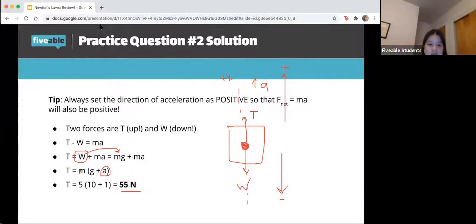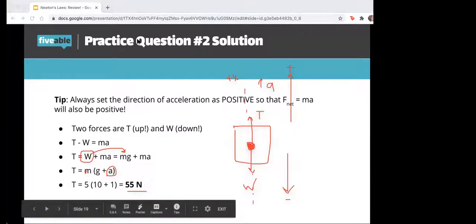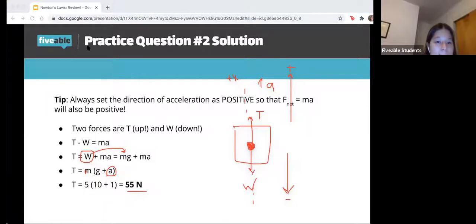Wait, I'm still a little confused, because when G is going downwards, it's positive, right? Yeah. But in this case, isn't it going upwards? That's a good question. Hold on, I'm just going to really quickly check my notes.